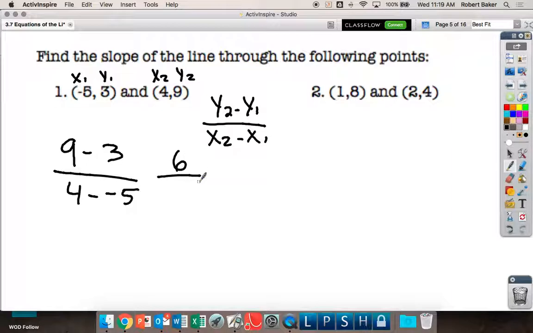6 over 9. 4 minus negative 5 is 9. Are you sure it's not 1? No, it's 9. It's not negative 1. When you encounter a subtraction, you guys suck at subtracting, and you will suck at subtracting next year in Algebra 2. You can always add the opposite, or 4 plus 5 is 9.